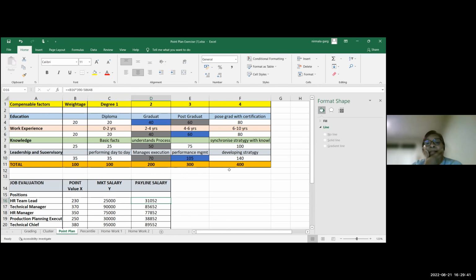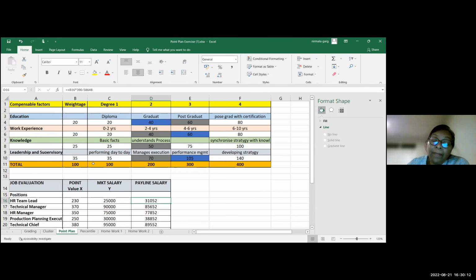Now, I will also tell you how you assign. Based on the importance, one way is as simple as this. For example, my weightage for education is 20. That means 20% of the total points, which is 400, has been assigned for education. Similarly, 20% of 400 is assigned for work experience, for knowledge, and for leadership.